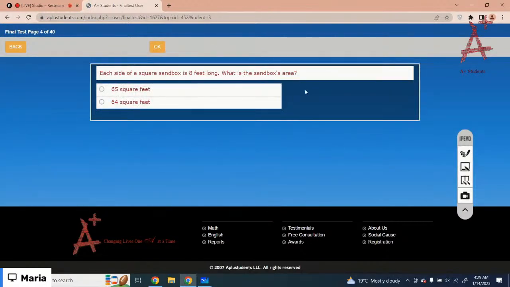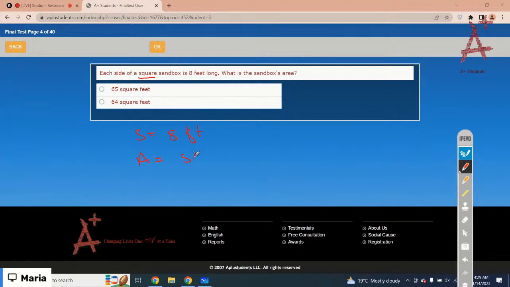Okay, each side of a square sandbox is 8 feet long. What is the sandbox area? The sandbox is a square sandbox. So you are given the side length. It would be S equals 8 feet. You have to calculate the area of the sandbox. The area of the square is side times side, or S square. S is 8, so 8 times 8 is 64. So it would be 64 square feet. Just select the correct option, then click on the OK button.